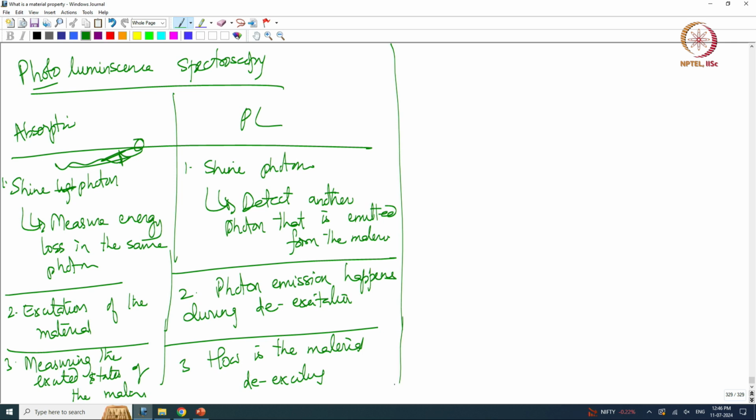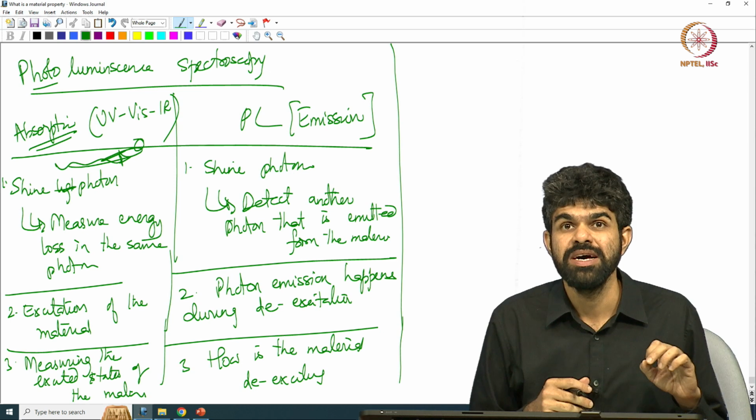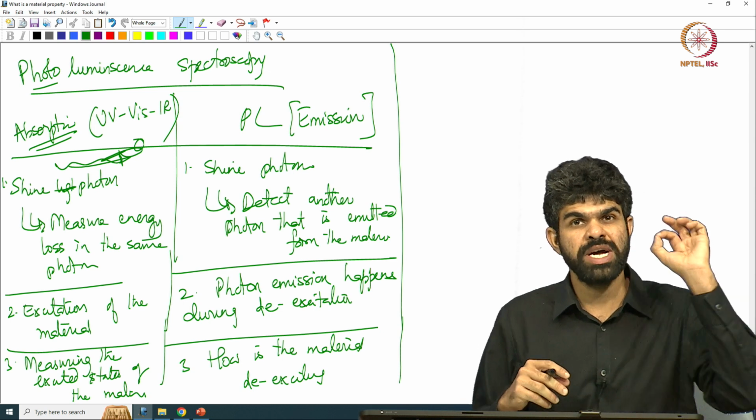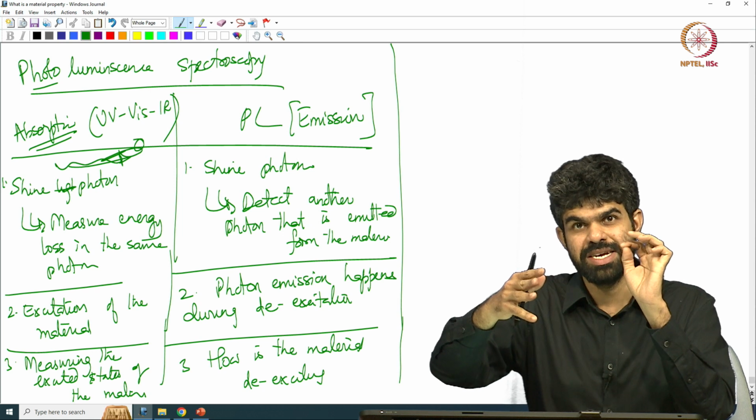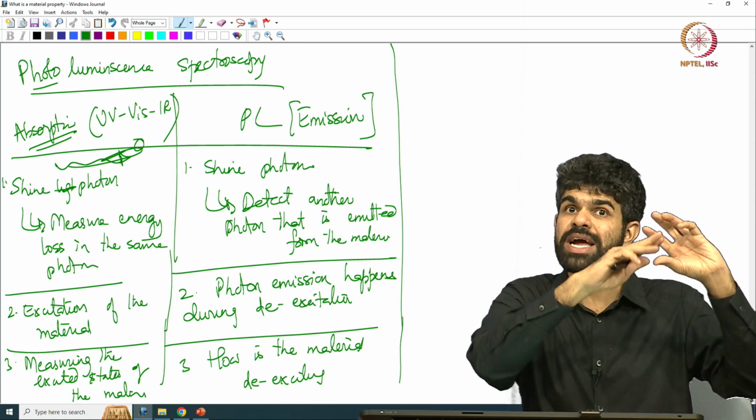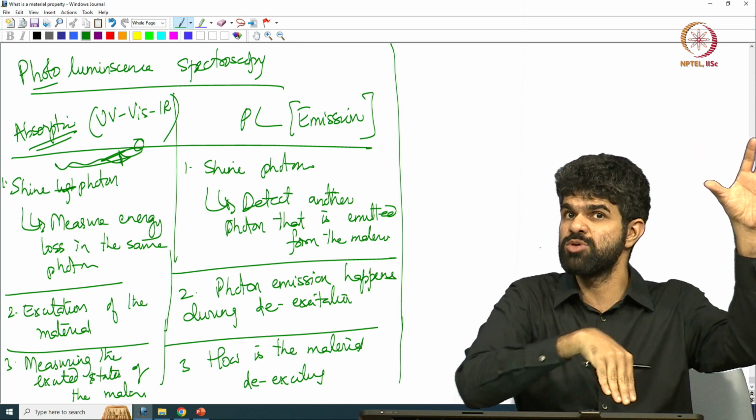So, slightly different techniques: this is emission spectroscopy, this is absorption spectroscopy, UV-Vis-IR absorption spectroscopy. That is the difference. Both of them can give you information about the band gaps, but in one you shine light and then you just detect the loss of energy in the same light. So, how much of that light is absorbed and used to excite the system, you do not care about de-excitation.